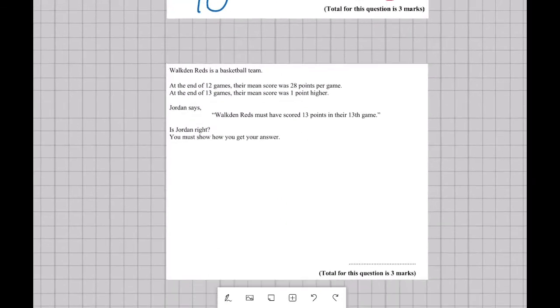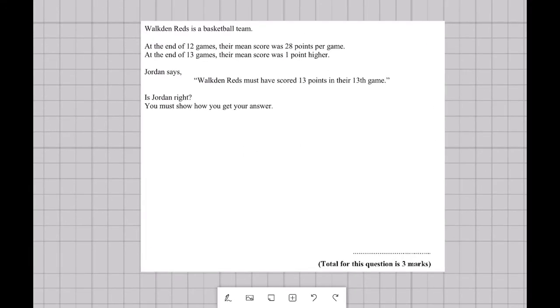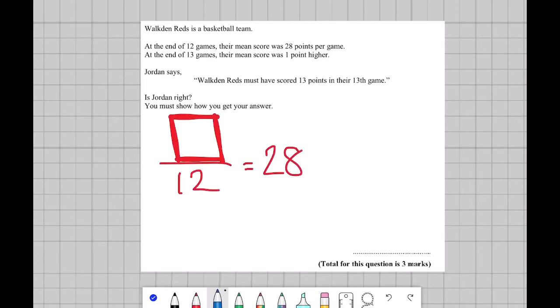Using that, can you answer this question here? Okay, so at the end of 12 games, the mean score was 28. So something divided by 12 gets me 28. So to work that something out, I'm going to do 28 multiplied by 12, 336. So at the end of 12 games, they had 336 points.